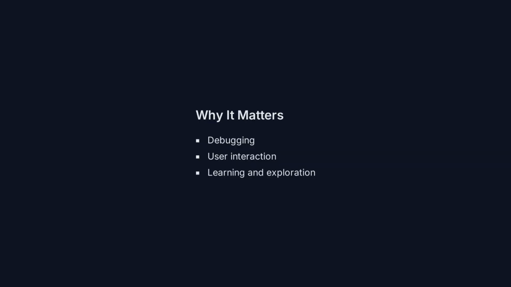Now, let's discuss why mastering how to print output is so crucial. Firstly, it aids in debugging by allowing you to print values to the console and understand what's going wrong with your code. Secondly, it makes user interaction simpler by providing essential feedback through printed messages. Lastly, printing to the console enhances learning and exploration, as seeing the immediate results of your code helps reinforce concepts. By understanding your program's flow and state, you can build more reliable and functional software.